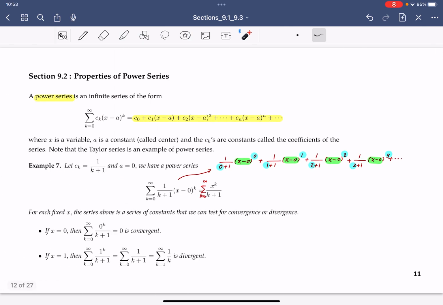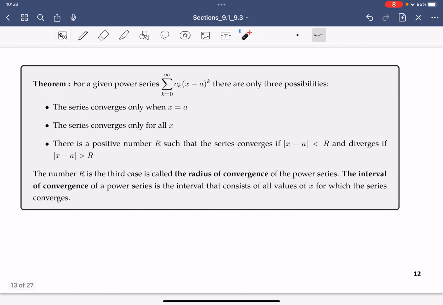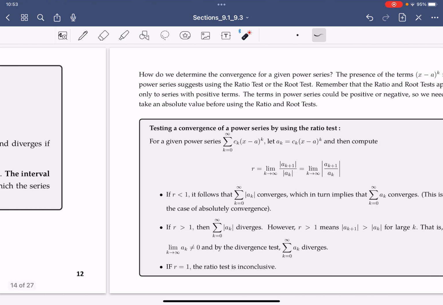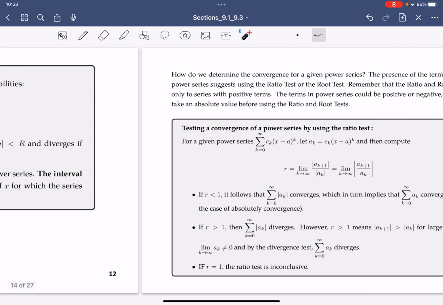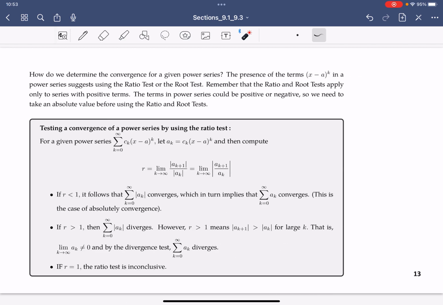We're going to start by taking a look at an example, and then we're going to come back to the theory part. This is a theory that I'm going to skip for a bit, and then we're going to come back to the theory here later. But let me try to show you how to test the convergence and divergence of the power series here. What we're going to do is use the ratio test.